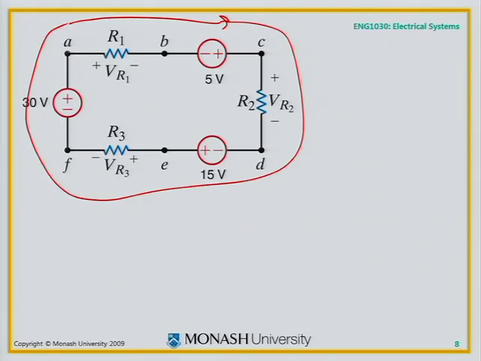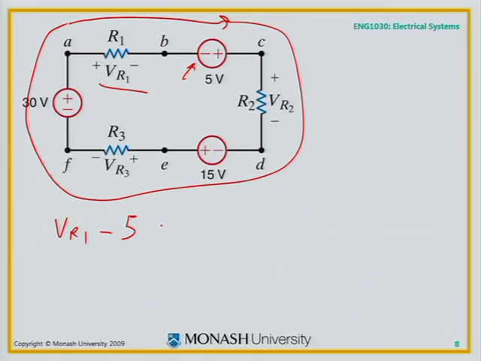So starting at A, my first voltage drop is VR1. I encountered the positive first, so I write positive VR1. I then get along and I'm at this, what am I going to write? Minus 5. Beautiful. I hit the negative sign first. That's in fact a gain in energy. I'm going to write negative 5.